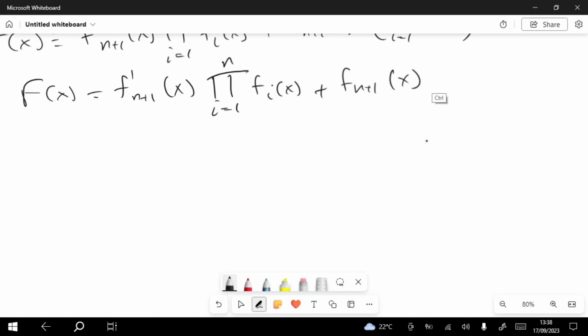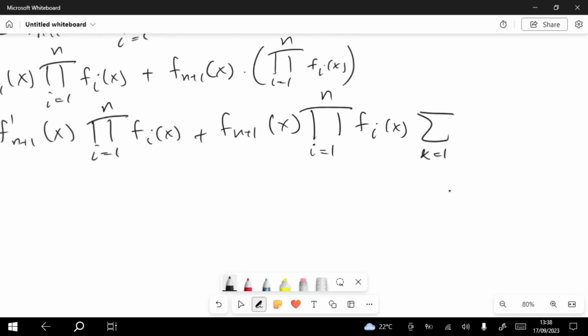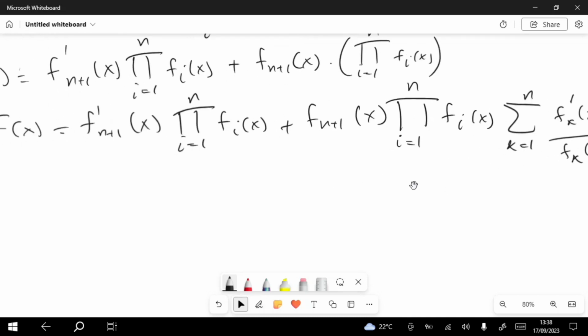And the derivative, yeah, it's this product right here, i equal to 1 all the way to n, f sub i of x, times the sum as k goes from 1 all the way to n of f sub k prime of x over f sub k. I'm sorry that my k's look like x's.